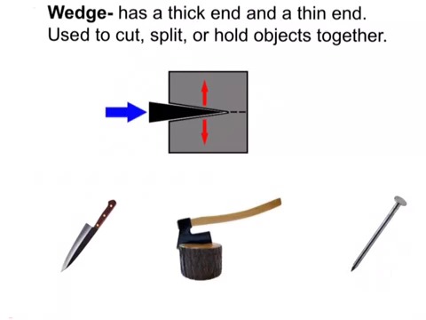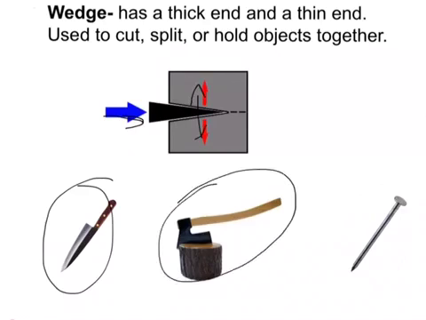Our fifth simple machine is a wedge. A wedge has a thick end and a thin end, but it can be used for several different things. When you apply the force, the wedge changes the direction of the force and pushes out sideways, which usually increases the force. We can use it to cut, as in a knife. We can use it to split things, as you would with an axe. Or we can use it to hold things together, as you would with a nail. All of these are examples of wedges.